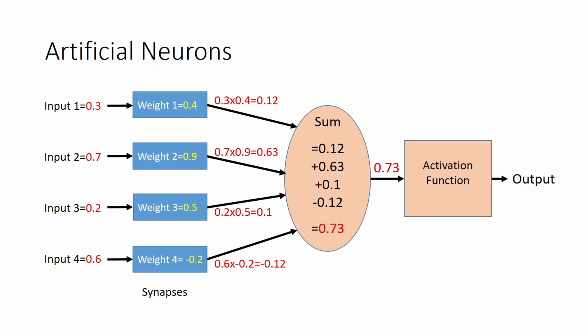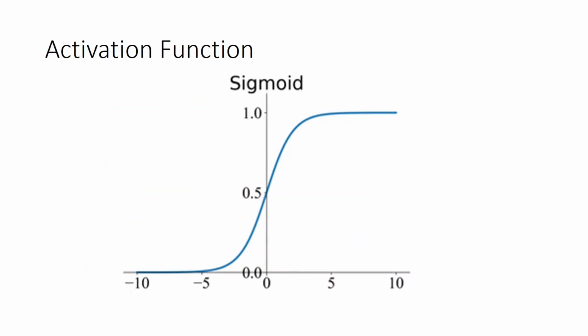In the neuron body, these inputs multiplied by weight values are then summed. In our example, this means we add 0.12, 0.63, 0.1, and negative 0.12, which gives us a result of 0.73. The sum of 0.73 is sent to an activation function. Let's look at what an activation function does. This is a common activation function, known as the sigmoid function. We saw that the input to the activation function was 0.73.